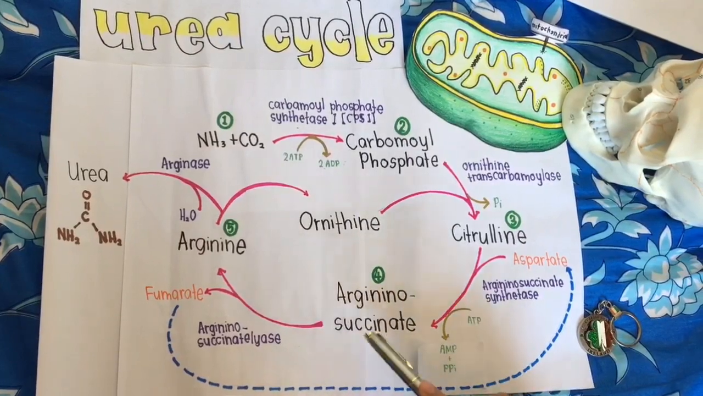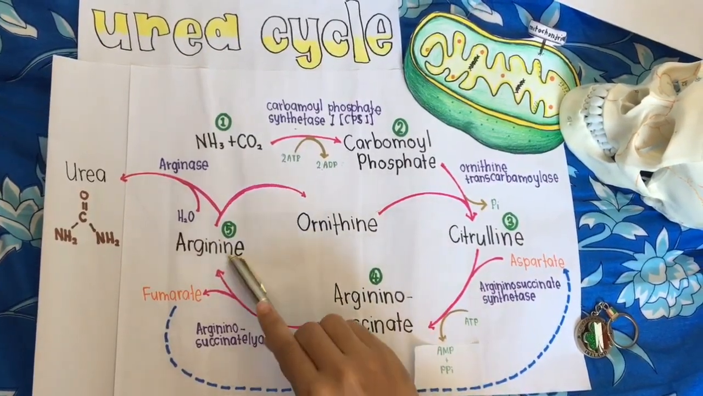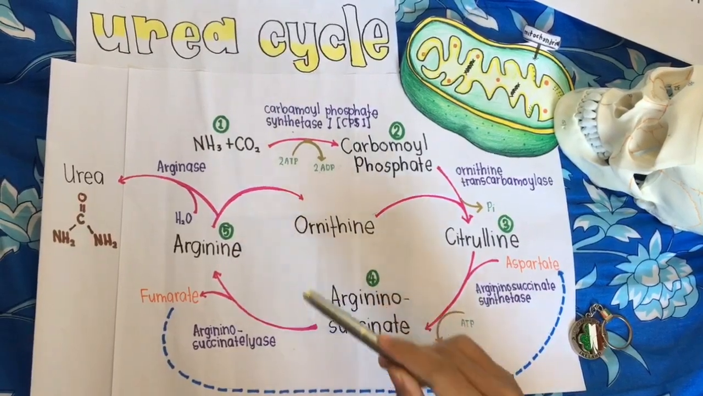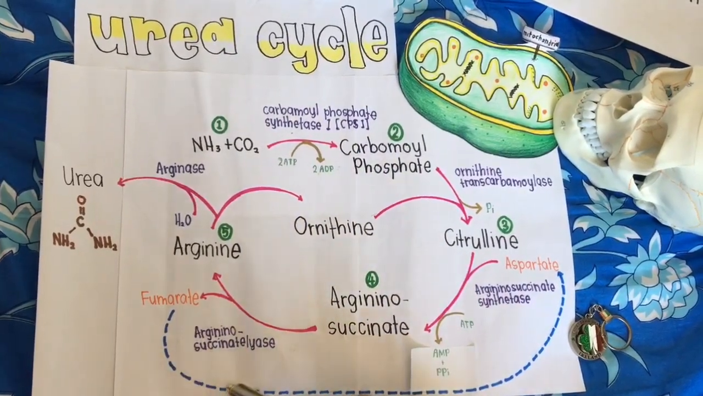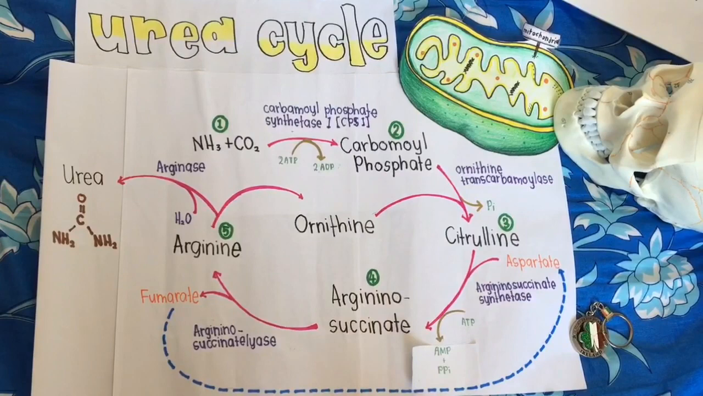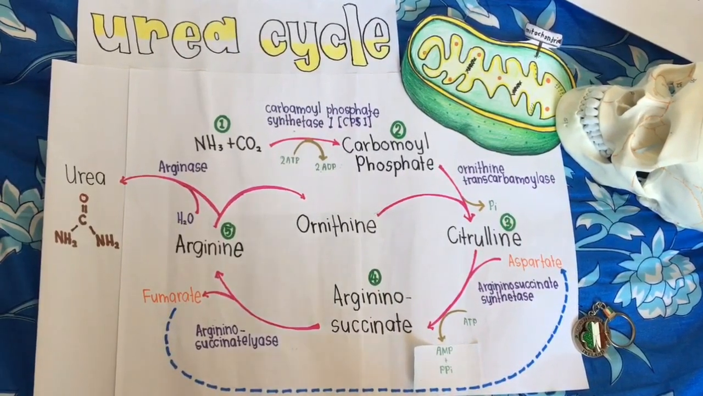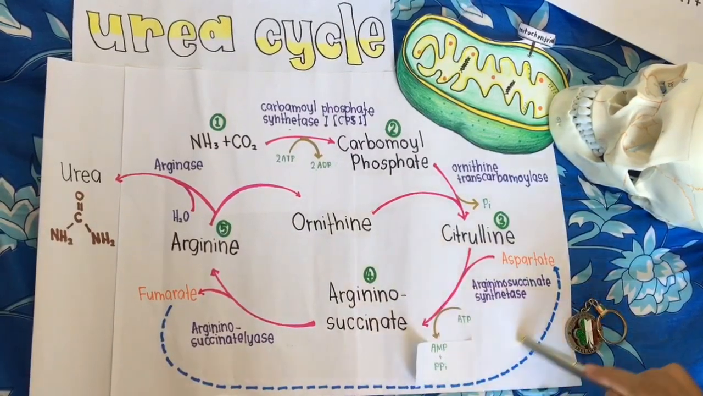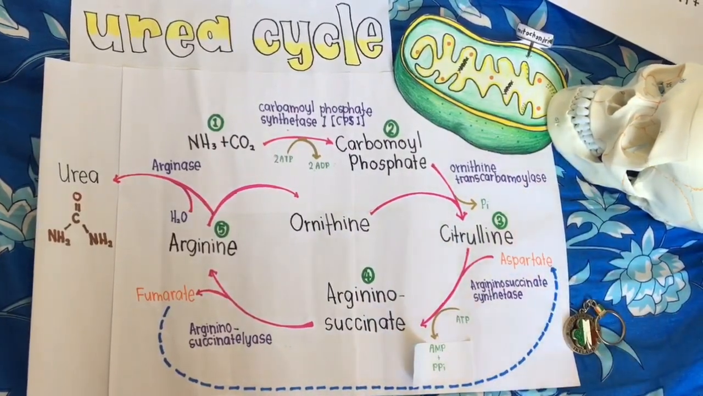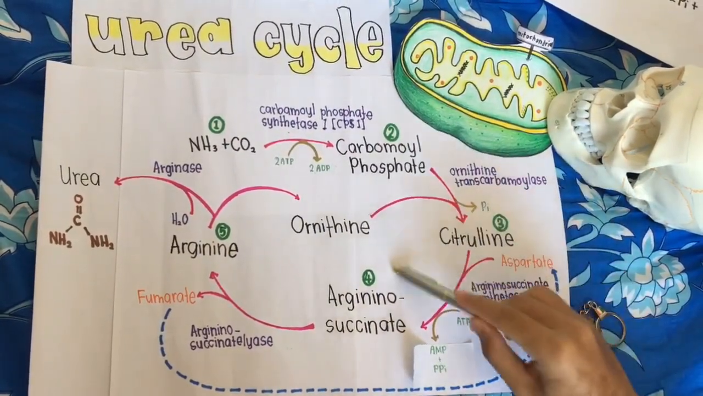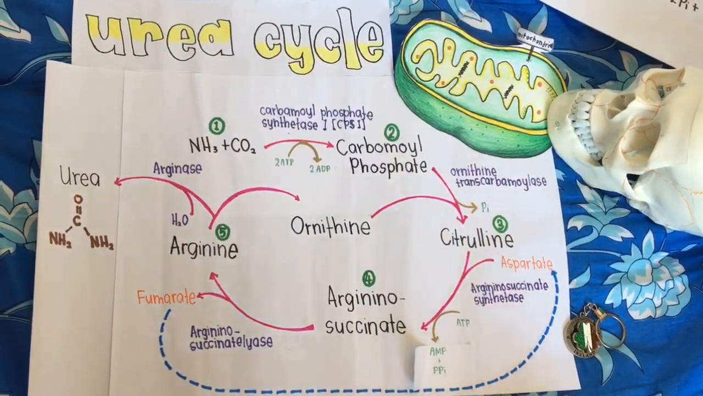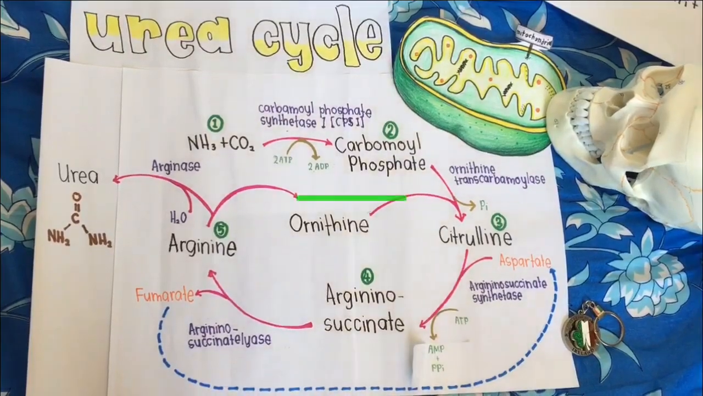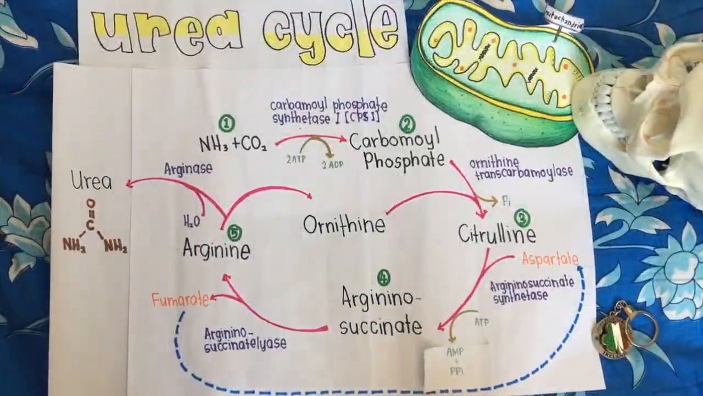Fourthly, argininosuccinate lyase will catalyze argininosuccinate into arginine and fumarate. The arginine will continue the cycle while fumarate will be hydrated to malate and oxidized to oxaloacetate. Oxaloacetate and glutamate will undergo transamination to form aspartate. This aspartate will be used again in the urea cycle. The oxaloacetate can also be used for gluconeogenesis to produce glucose in the liver.